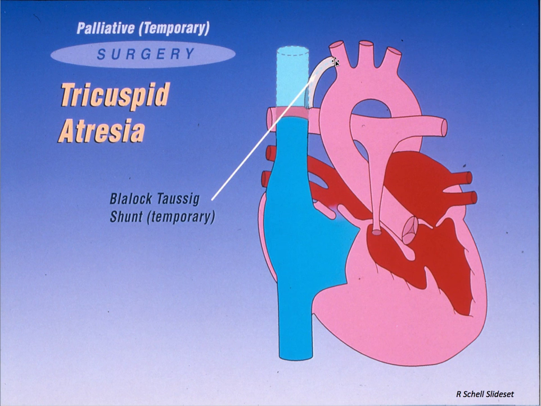Now, the thing about a BT shunt is that blood is going into the pulmonary artery under systemic pressure, so you do not want to leave this in place for a long period of time. If it was left in place and the pulmonary artery saw these high pressures for a long period of time, it could develop changes, peripheral vascular resistance go up, and pulmonary hypertension develop. So a BT shunt is a palliative or temporary procedure to raise pulmonary blood flow.